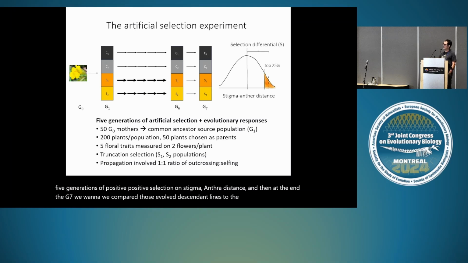And so just some more details here. Every generation, there were 200 plants per population, and we always chose 50 plants to be parents. To make those decisions, we measured a bunch of floral traits, and they didn't inform the decision in the control lines, but they did inform the decision in the S1 and S2 lines. That's basically shown on the right. We took the upper 25% of the distribution, and they then were used to make the next generation.